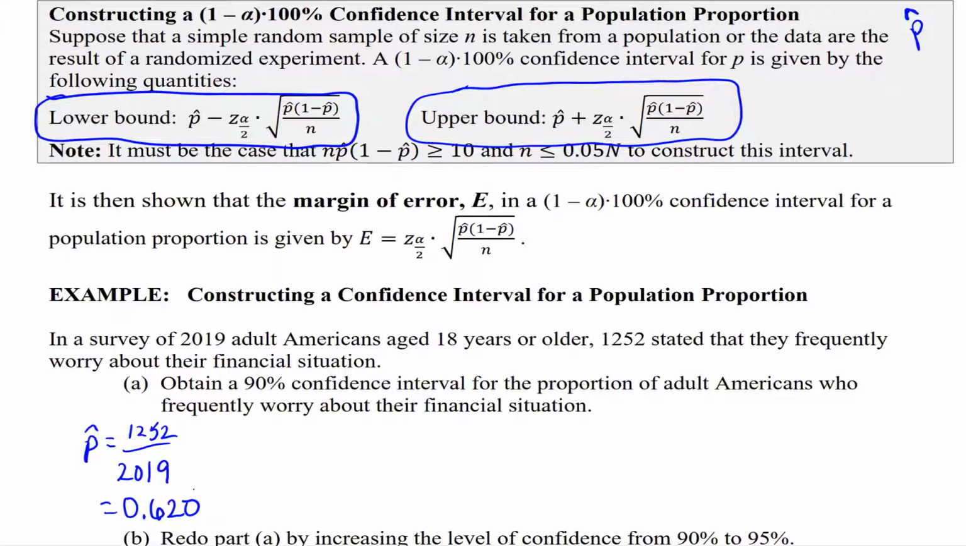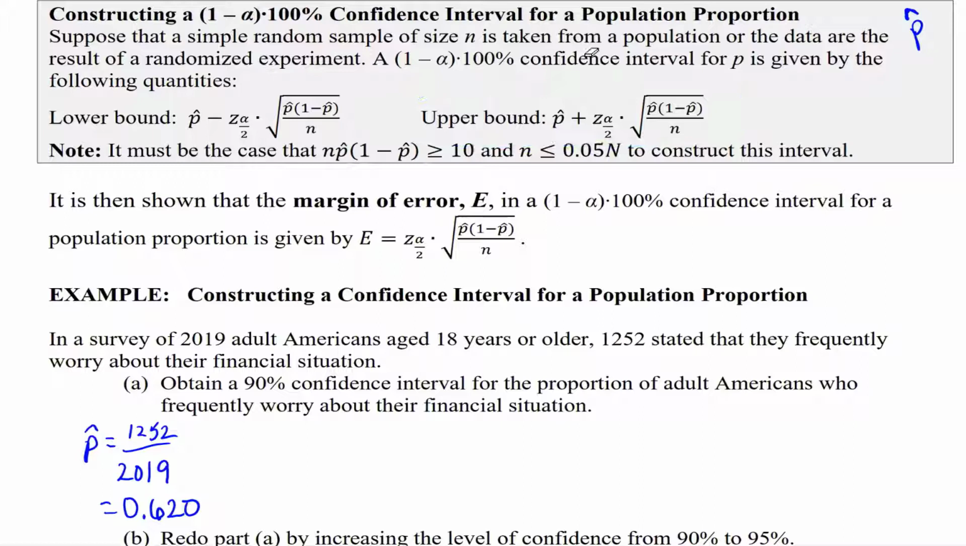Now, we're going to go ahead and construct the confidence interval. However, before we construct our confidence interval, we want to make sure that our model conditions for doing so are satisfied. Remember, we're using the normal model to construct our confidence interval, and therefore we have to make sure that the normal model is a good model for doing so. So these are the two conditions that must be satisfied.